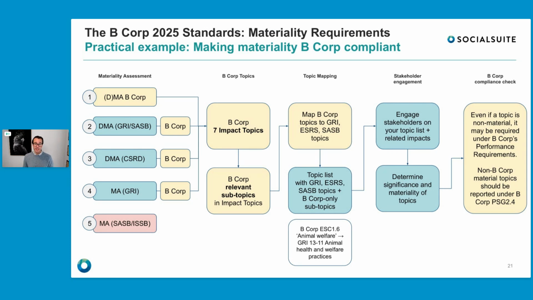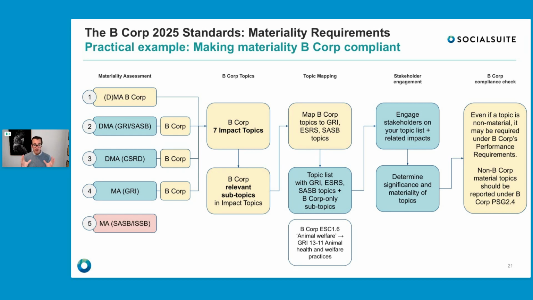Now, you might also find out of the materiality assessment that there are non-B Corp material topics. So again, cybersecurity, data privacy, they might not really come out of the B Corp standards, but you find them elsewhere and you say, hey, these things are material to us as a business. So in that case, you'll still have to report on them on the B Corp on the PSG 2.4. And you have to set your own targets and report your performance and progress based on those targets.